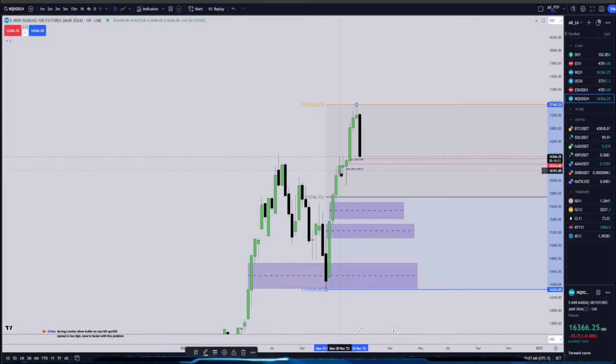During London Silver Bullet on NAS 100, SPX 500, the spread is too high. How to tackle this problem? Okay, the first thing is, I trade the futures contracts and I don't have any spread, because I pay commission for every trade that I take. So if you are using a broker that allows you to pay them the commission, what's going to happen is, for every trade, win or lose doesn't matter, when you enter into a trade, they're going to charge you a certain amount of money. It's not too much, I think it's around $5 to $10.